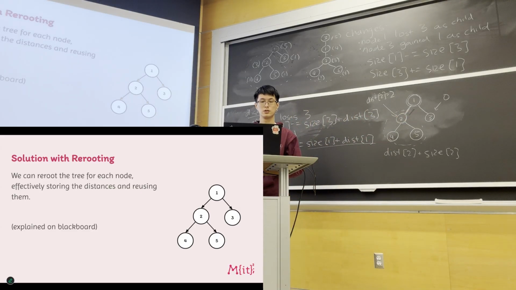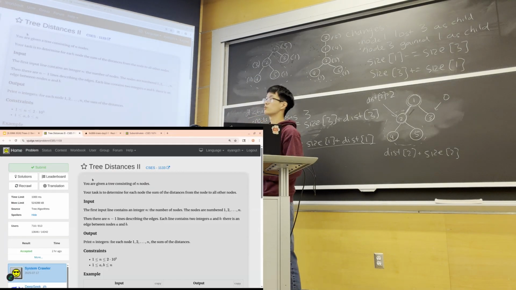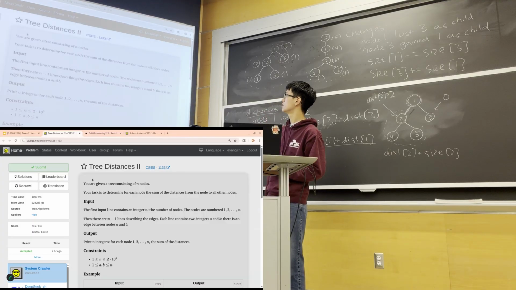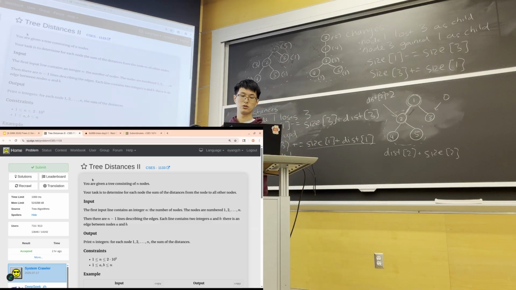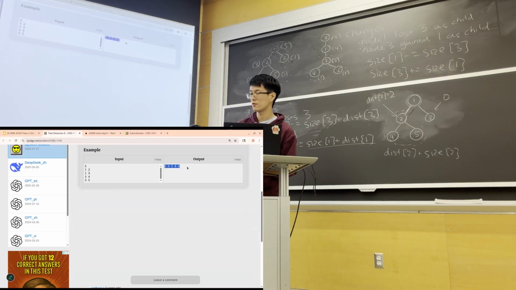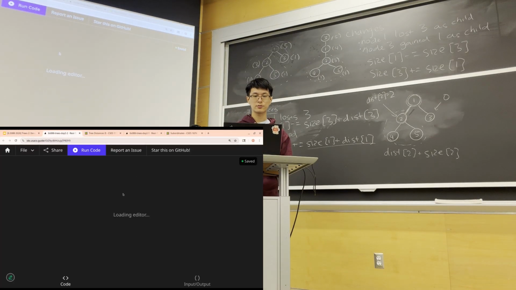Okay, got it. So this problem here is basically the problem we were just explaining, which is you're given a tree and you want to determine the sum of the distances from some node to all other nodes, and you want to do this for every single node. So you have to print the answer for all n nodes. So let's try and solve this using code.